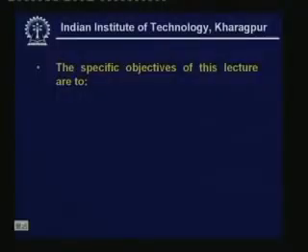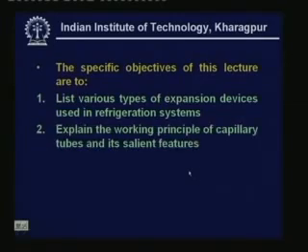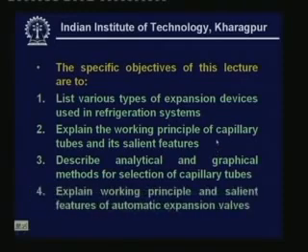Welcome back. In this lecture I shall discuss expansion devices used in refrigeration systems. So the specific objectives of this particular lecture are to list various types of expansion devices used in refrigeration systems, explain the working principles of capillary tubes and its salient features, describe analytical and graphical methods for selection of capillary tubes, and finally explain working principle and salient features of automatic expansion valves.